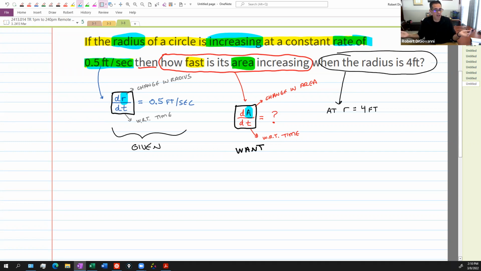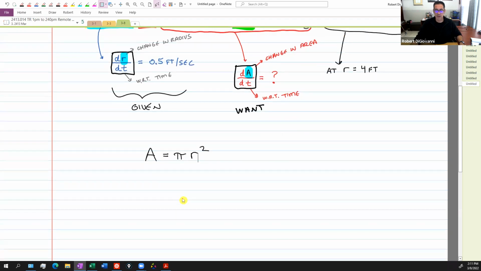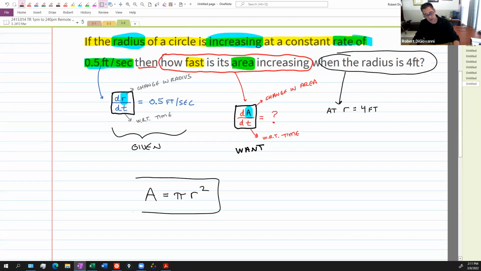Well, yeah. We know the equation: the area of a circle is pi r squared. Do y'all agree that is an equation? It has 2 variables in it, area and radius. Pi is a constant, so just treat pi like it's a number. This is a known equation. Everyone's happy with that equation, right?